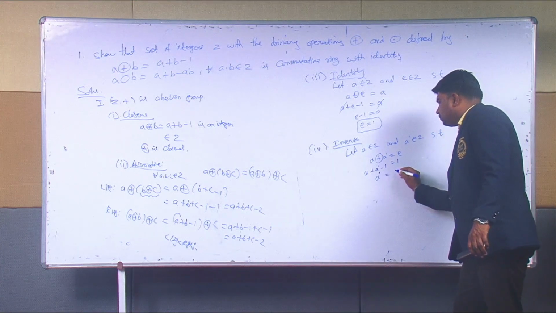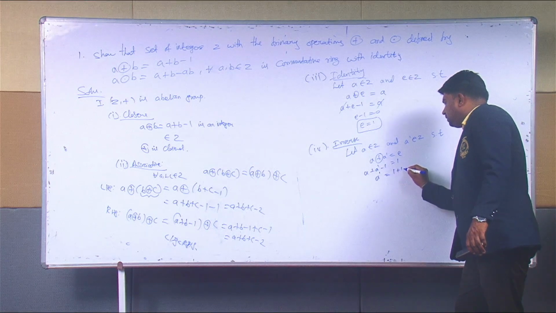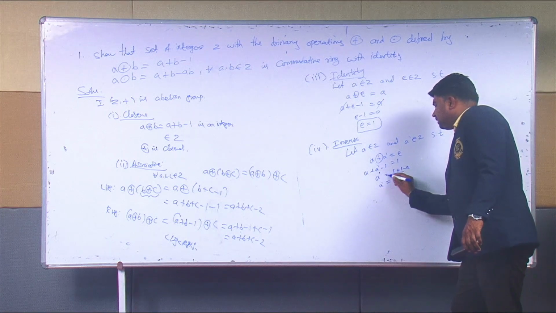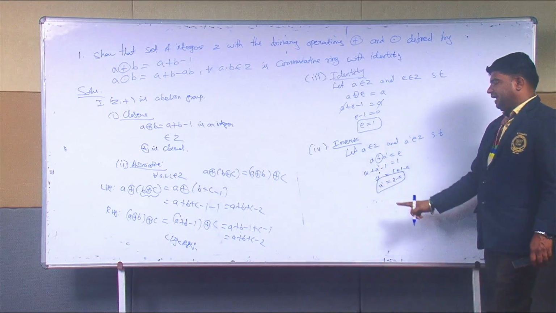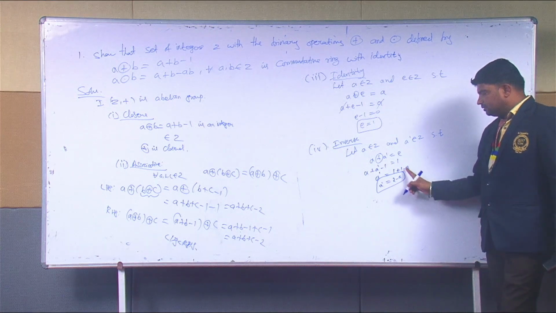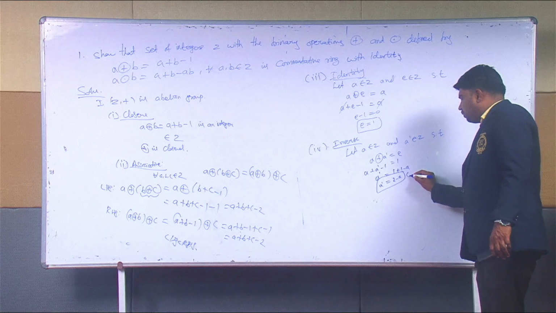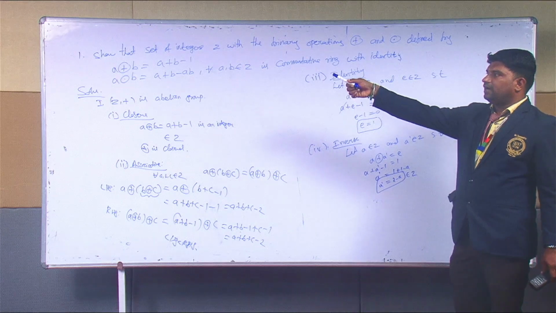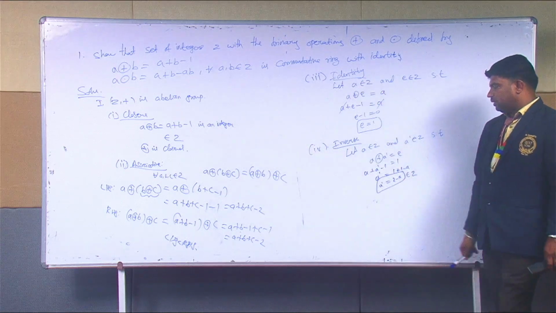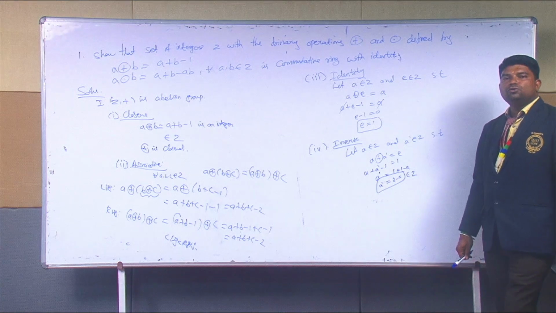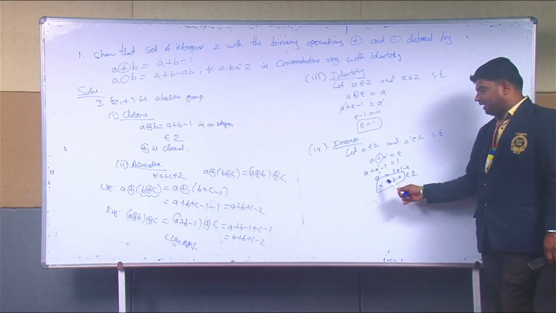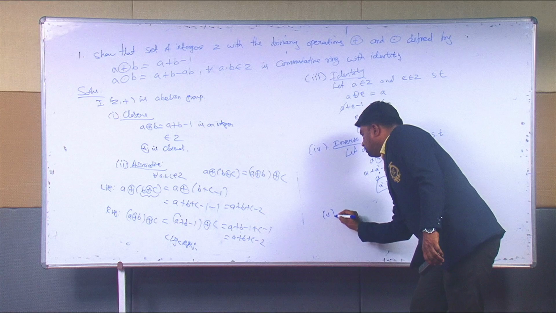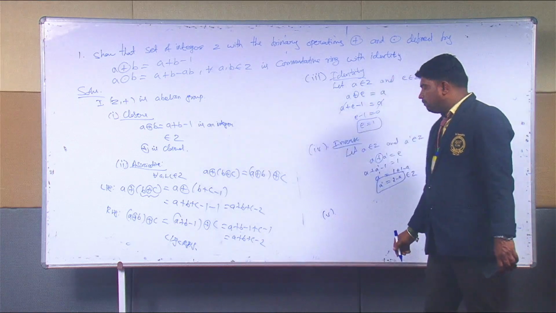So A dash is equal to 1 plus 1 minus A, that is 2 minus A. So this is the inverse element, A dash is equal to 2 minus A. It also clearly is an integer that belongs to Z. So by the given definition of addition modulo, the identity element is 1 and the inverse element is 2 minus A. Okay, inverse of A is 2 minus A.